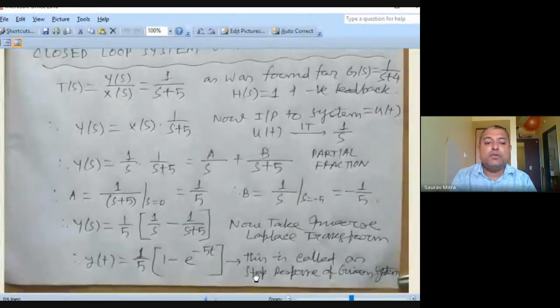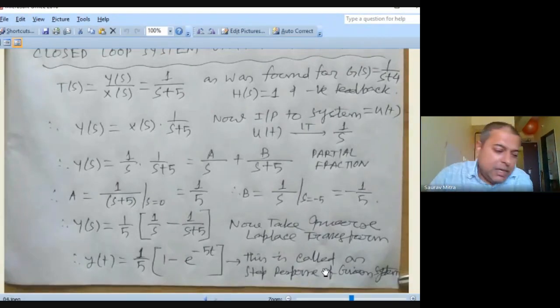And how the graph looks like, it will start from 0 and it will go on increasing and go on saturating after a certain time. That is 1 by 5 into 1 minus e raised to minus 5t. This is called the step response of the given system. Now if there is any doubt, please let me know, or we will go to MATLAB.